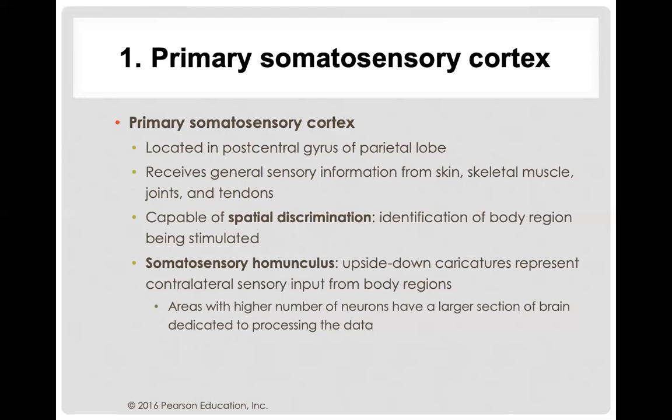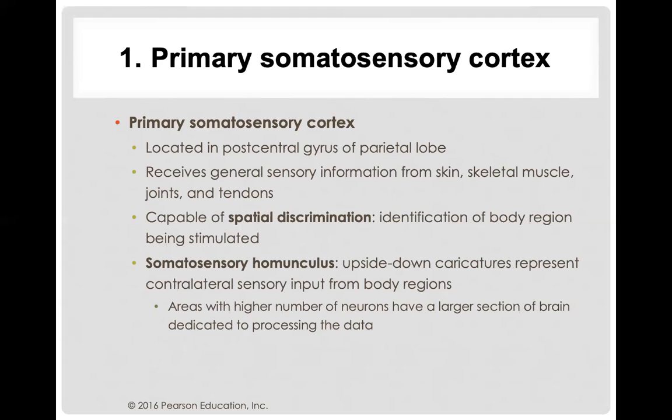It is the area that receives general sensory information from basically your skin, your skeletal muscle, your joints, your tendons. So it's collecting data from your environment, more specifically from your external environment. It is also helping you distinguish spatial discrimination, what we identify as body regions, or what body regions are being stimulated through sense of touch, vibration, pressure, temperature, etc.